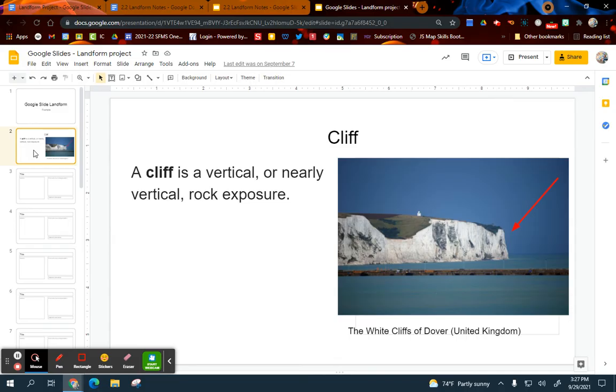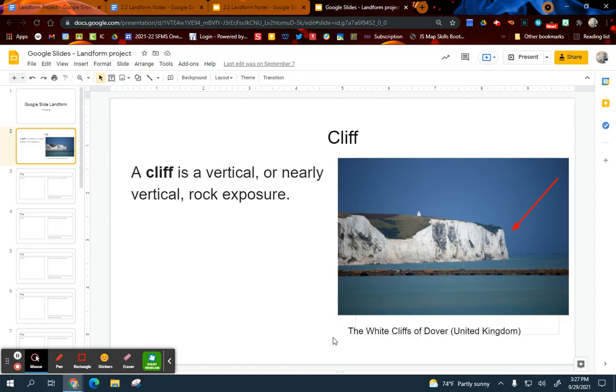So I have an example right here. I used cliff because that's not one you're going to use, so I figured that would work. A cliff is a vertical or nearly vertical rock exposure, right? And then I have a picture of the cliff, and I have an arrow pointing to what actually is the cliff, and it's this high vertical rock exposure. That's the actual cliff right there, okay?